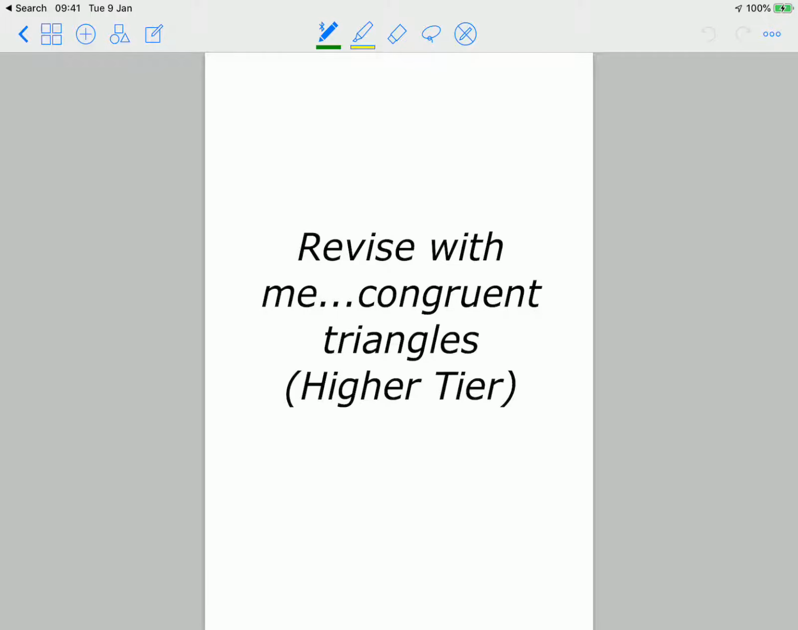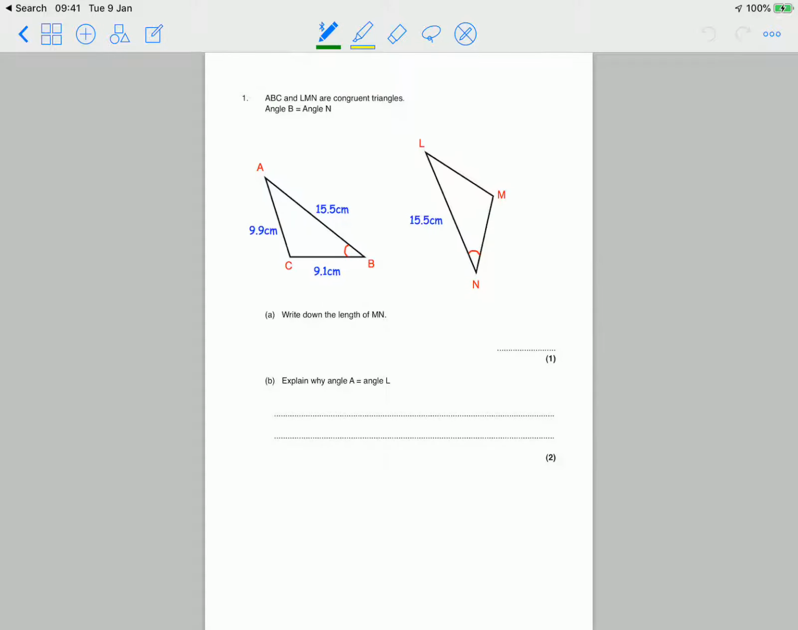Okay, so this Revise With Me video is for higher tier and we're looking at congruent triangles. When you look at a pair of triangles, to decide if they are congruent, we're looking to see if we have matching sides and angles. Congruent is the mathematical word for identical, so they would have to have 3 identical sides and 3 identical angles.